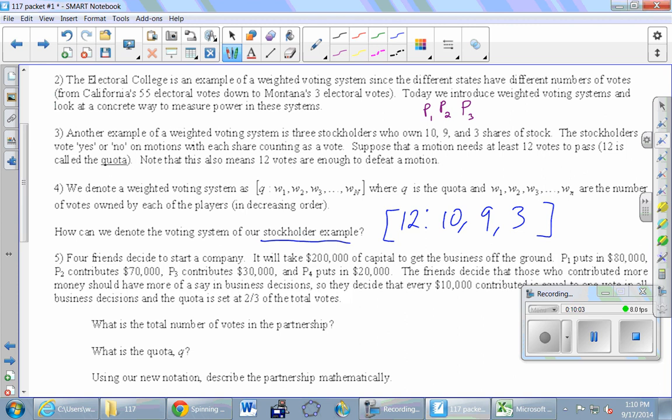The 10 and the 9 and the 3 we call the weights, but it's the number of votes that each player has. And we put them from biggest to smallest. Okay, let's move on to 5, Sam.